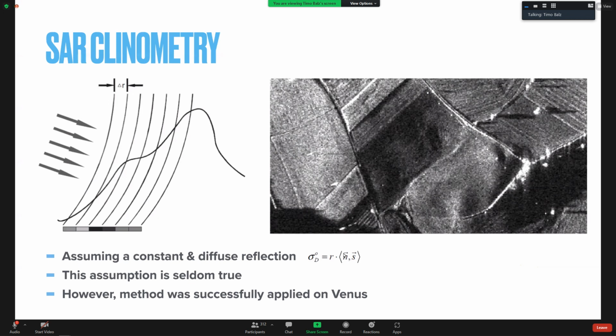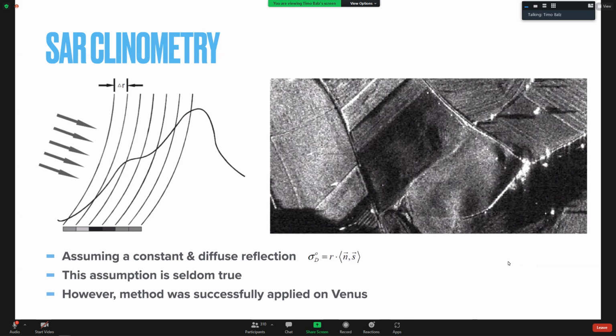That was used for getting a DEM from Venus by saying, well, honestly, we don't know if there is always a constant and diffuse reflection on Venus, but it's all we got. We have nothing else to go on. And you get a relatively suitable DEM out of that. And so the method was used on Venus.